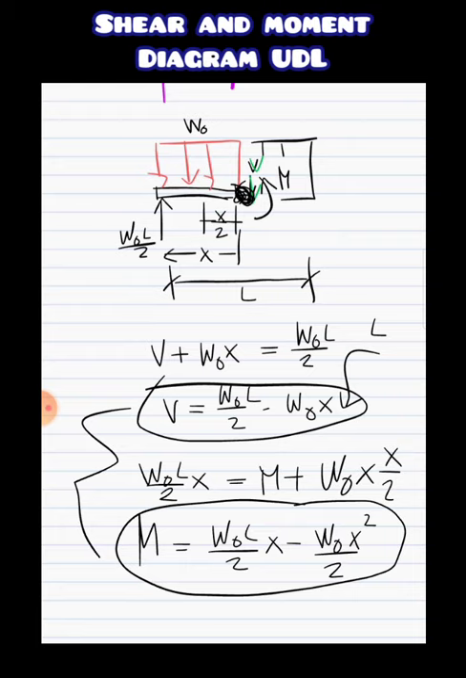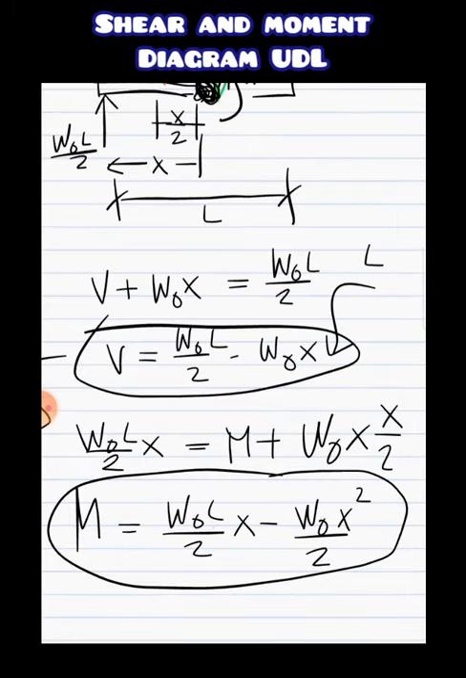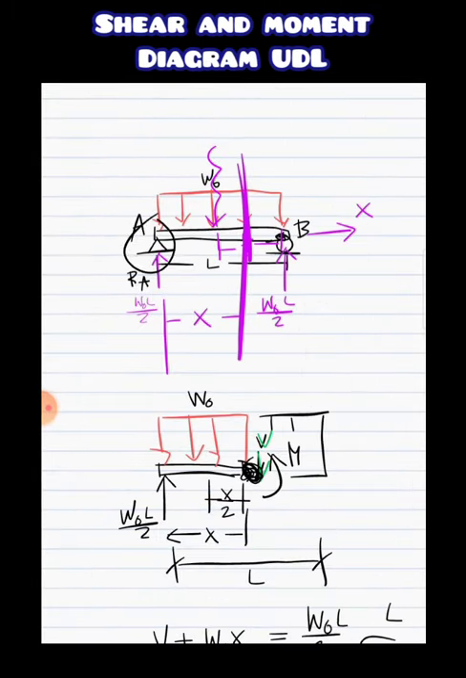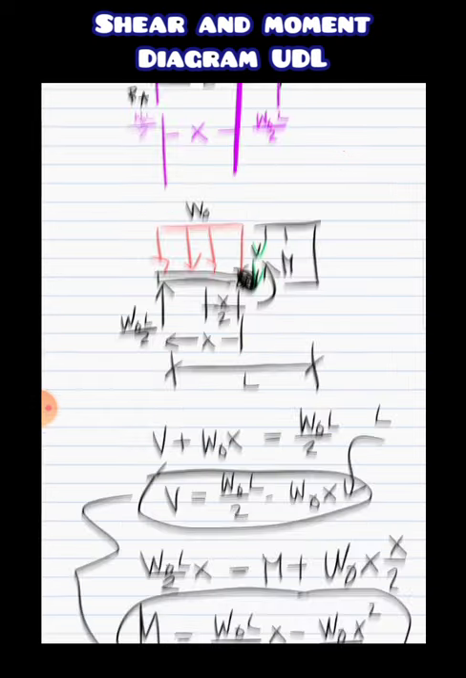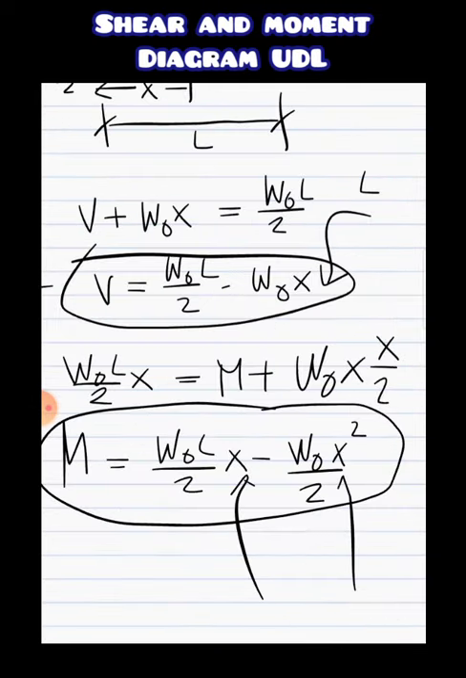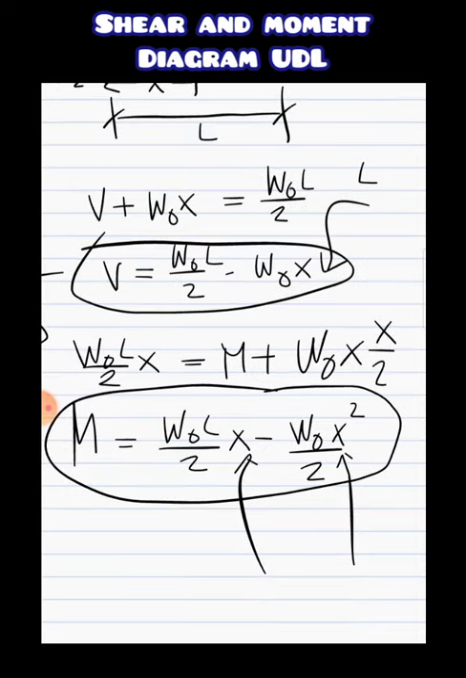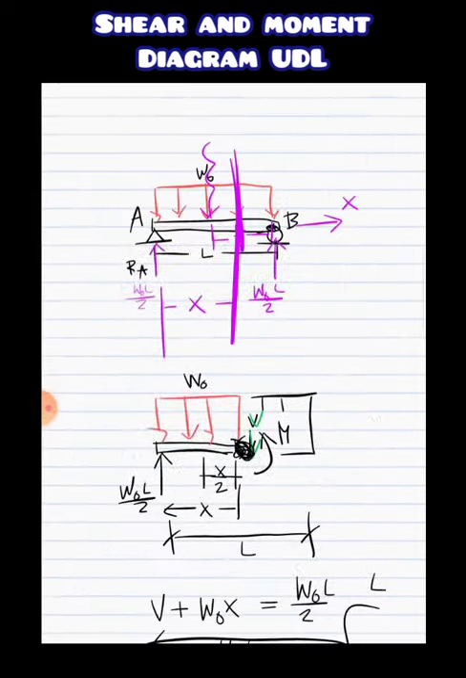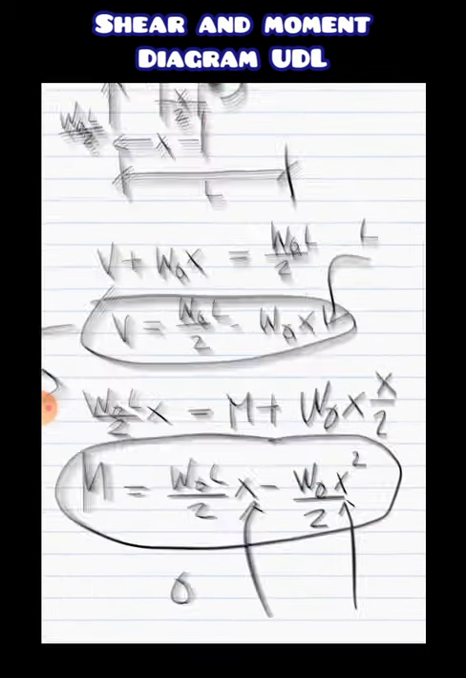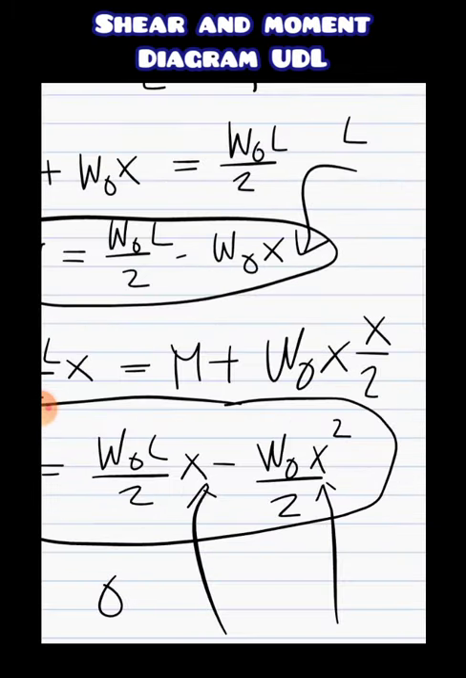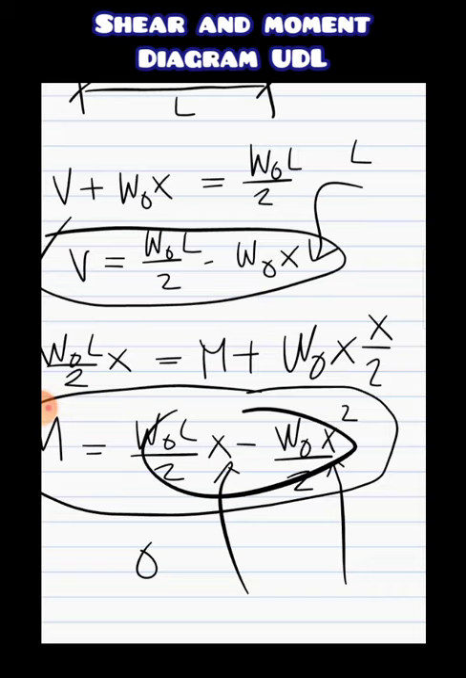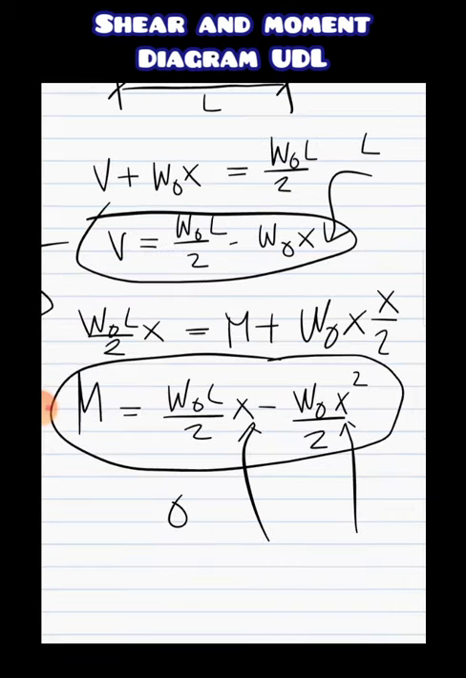And for our moment, at x equals 0, since, as you can see here, there is no external concentrated moment, rather a fixed support, then it must have 0 moment here. We can confirm that by substituting 0 here. At the very leftmost point, it will turn out to be 0. And also at B, at this point, when we plug in L here, these two terms are equal to each other, so it will turn out to be 0 as well.